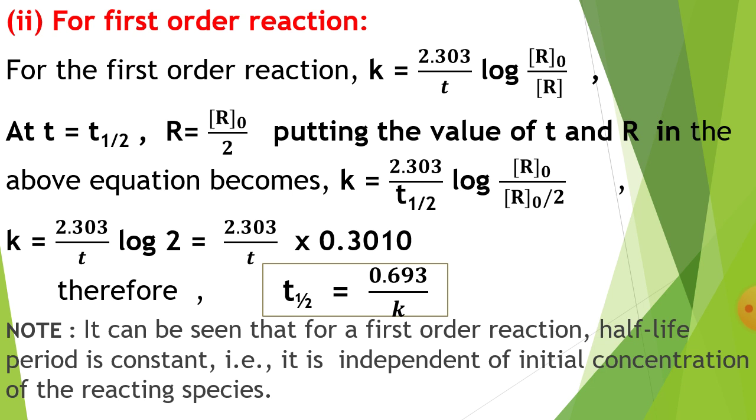This indicates that the value of T half does not depend upon the initial concentration of the reactant. So it can be seen that for a first order reaction, the half-life period is constant, that is, it is independent of the initial concentration of the reacting species. So this is also a very important formula. This derivation also can be asked in the board examinations. By knowing the first order rate constant equation, we can find T half like this, and this indicates that T half does not depend upon the initial concentration of the reactant.